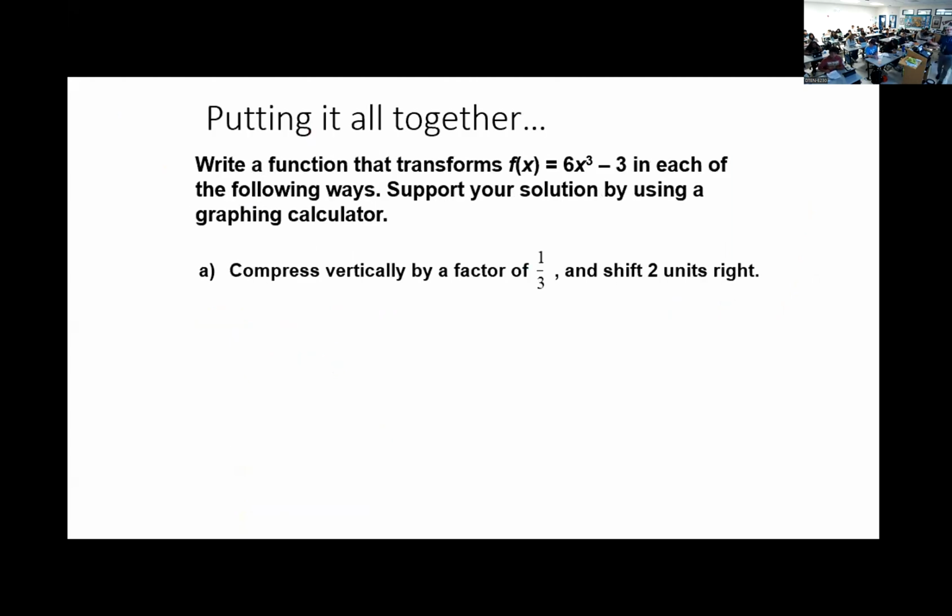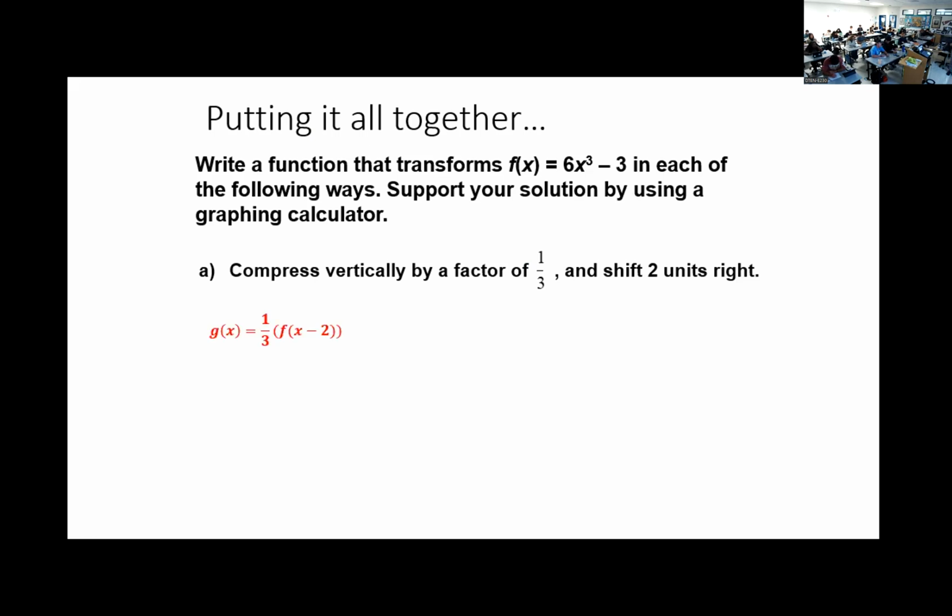All right, now it gets real fun because we're going to do more than one transformation and see what the resulting graph looks like. So here I've got an f of x, a pretty simple function, 3x cubed minus 3. I want to compress vertically by 1/3, which means it's going to be on the outside of the function, multiplied by the whole function, and then shift 2 units to the right. Oh, wait, that's got to be on the inside of the function.